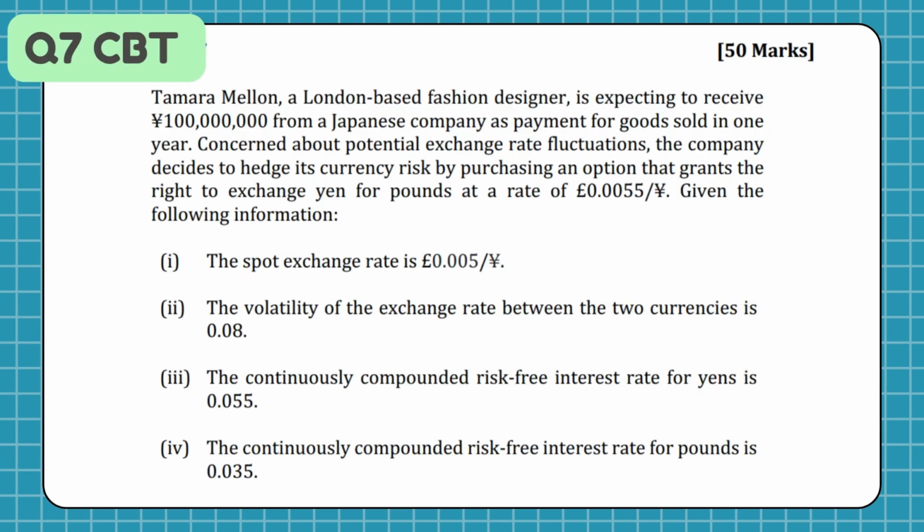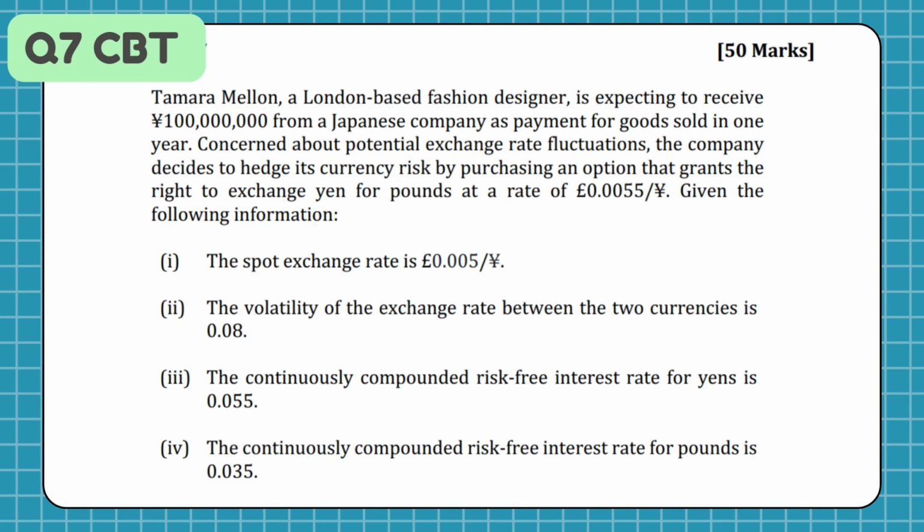Now we are familiar with the formulas for constructing a binomial tree. Let's look at CBT question 7. Tamara Mellon, a London-based fashion designer, is expecting to receive 100 million yen from a Japanese company as payment for goods sold in 1 year. Concerned about the potential exchange rate fluctuation, the company decides to hedge its currency risk by purchasing an option that grants the right to exchange yen for pounds at a rate of 0.0055 pounds per yen, given the following information. The spot exchange rate is 0.005 pounds per yen.